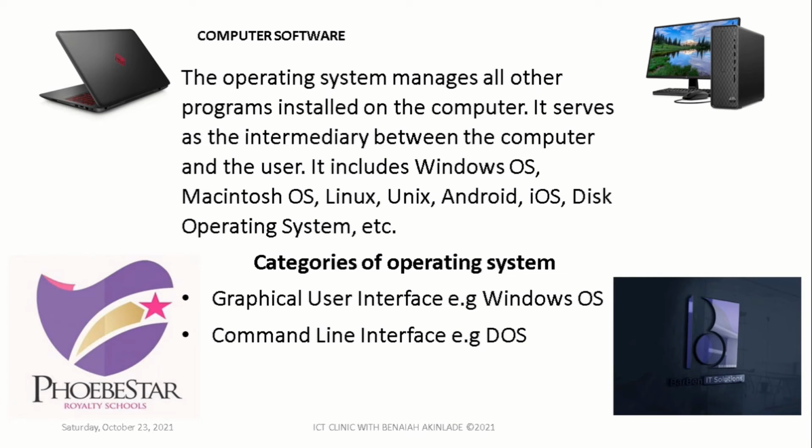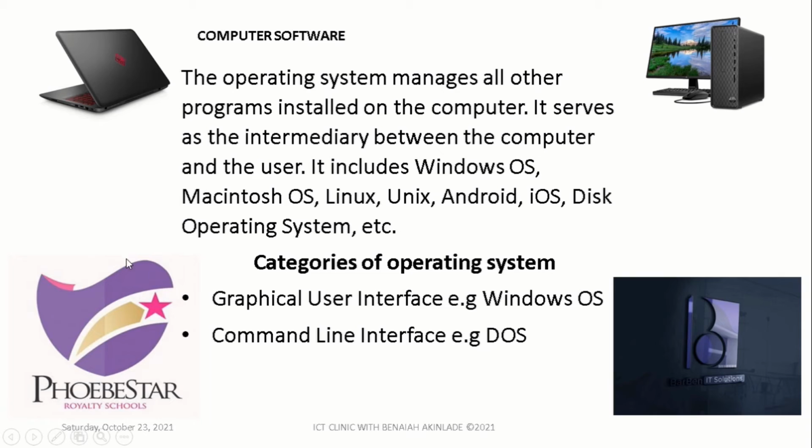Then this operating system is categorized into two also. We have the graphical user interface. An example of operating systems using graphical user interface is Windows operating system, and we have command line interface. When you talk about graphical user interface, this type of operating system makes use of graphics, pictures, or icons to give command to the computer.